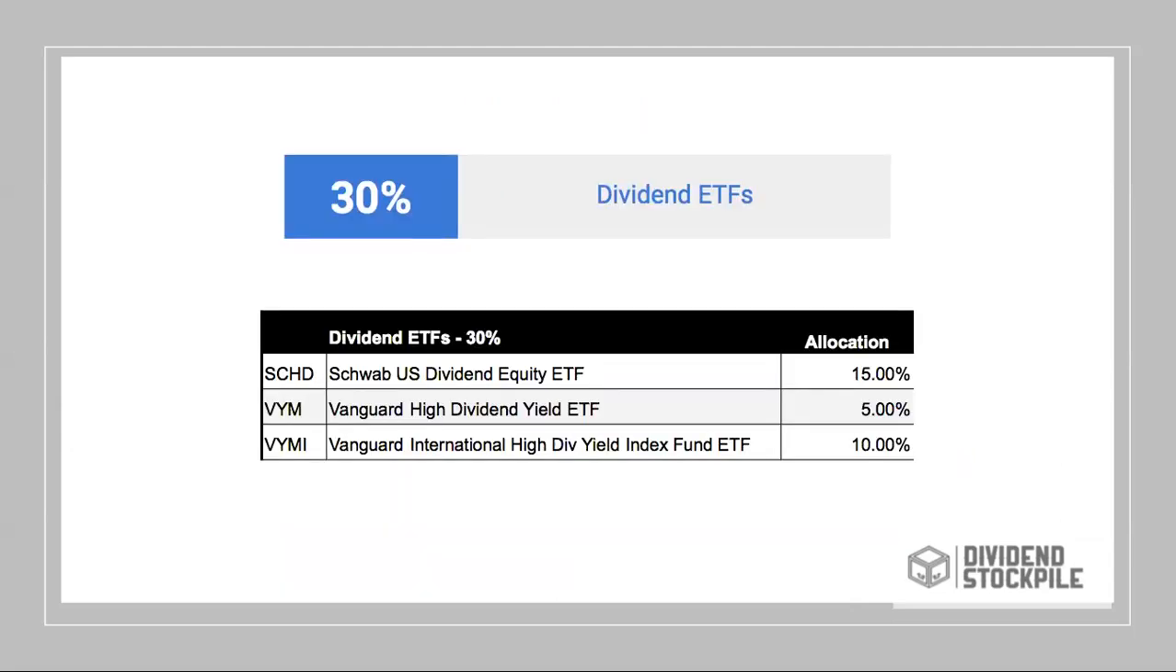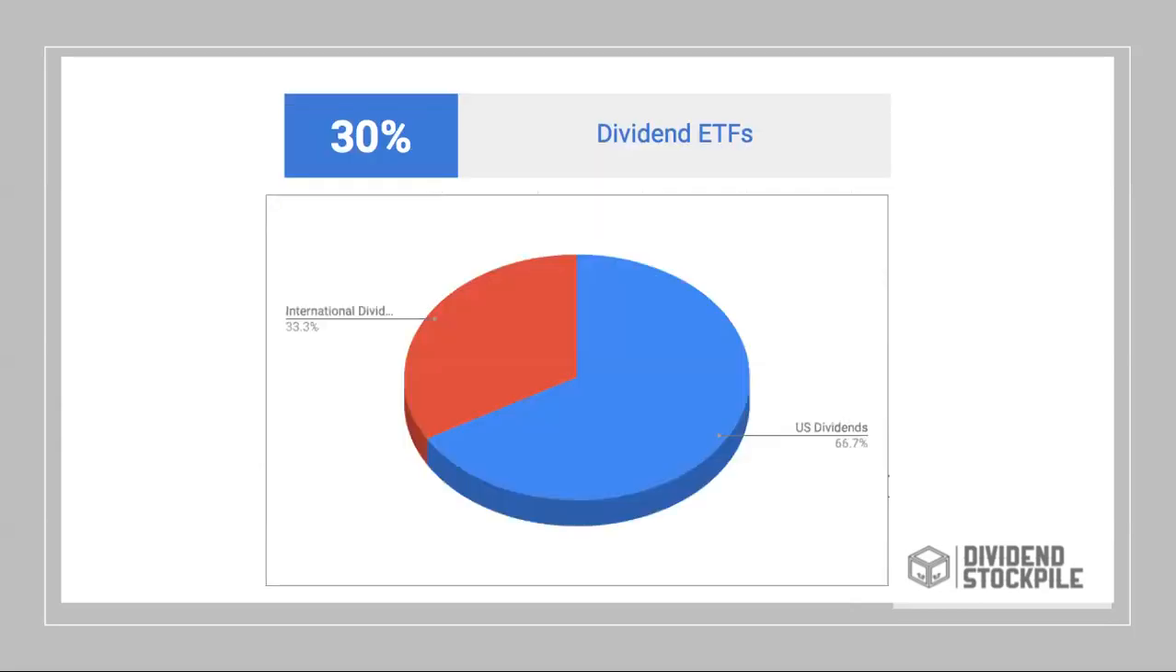Okay, so for the dividend ETFs, I've chosen to stick with 3 different funds. The first one is SCHD at 15% allocation, VYM at 5%, and VYMI, the International Vanguard Dividend ETF, at 10%. Looking at the particulars for the dividend ETFs, 33.33% is international, and 66.7% is US-based dividend companies.